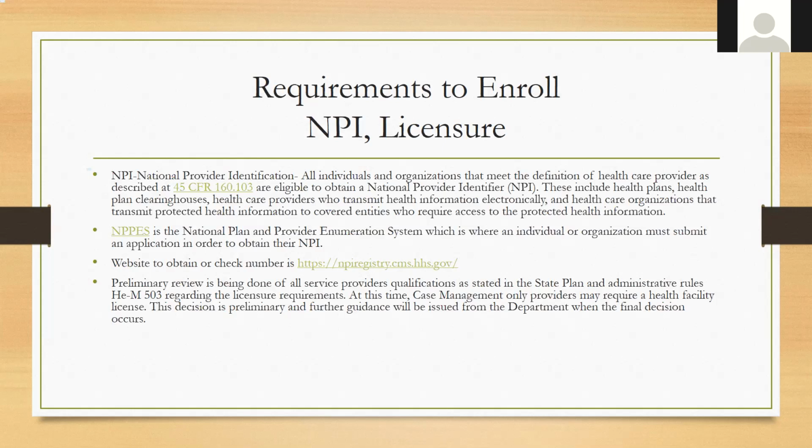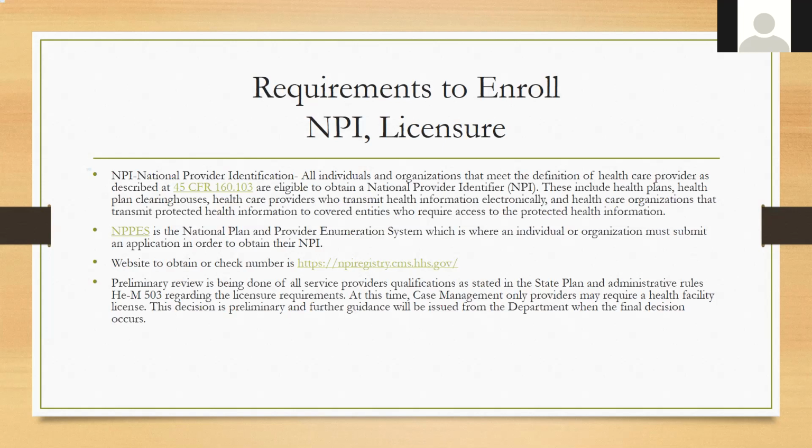NPES is the National Plan and Provider Enumeration System. That is where an individual or organization must submit an application in order to obtain their NPI. There's also a website that you can go to obtain or to check your NPI number.